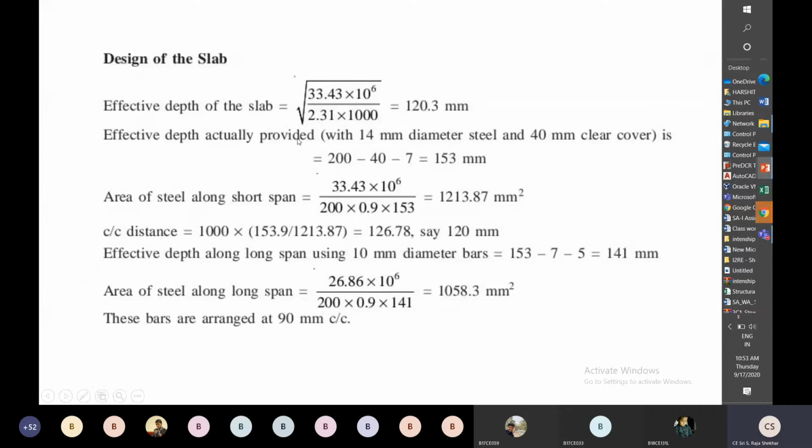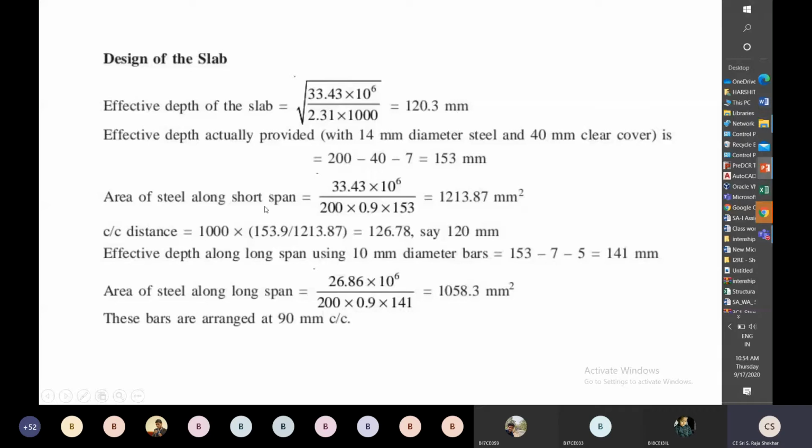So the actual depth provided: the depth we have provided is 220 mm. It is not 200, it is 220 that we provided. 220 minus 40 minus 7, you will get 173 mm. So it is more than the depth required. Hence, our design is safe.